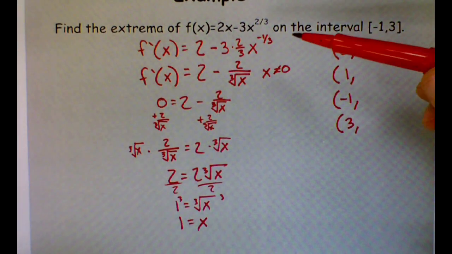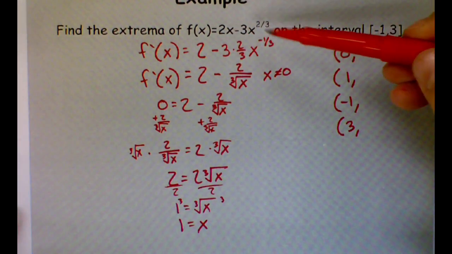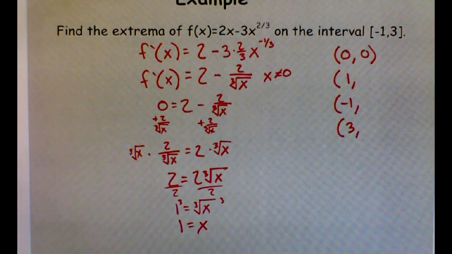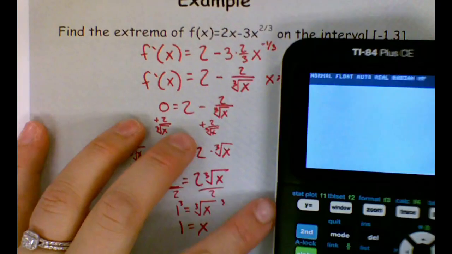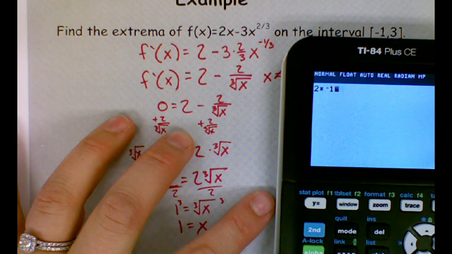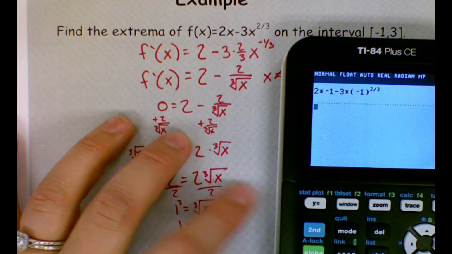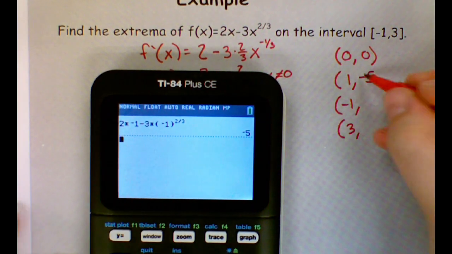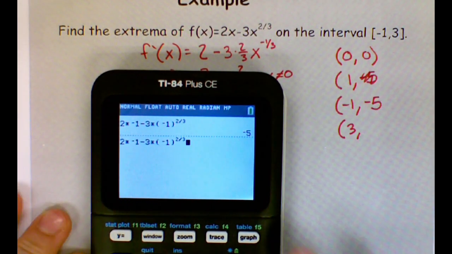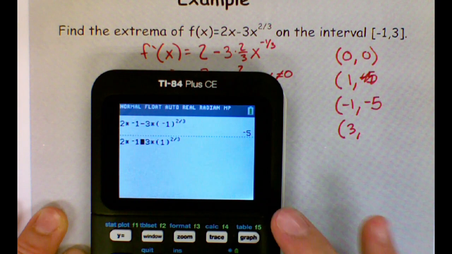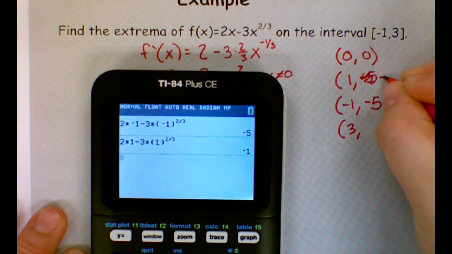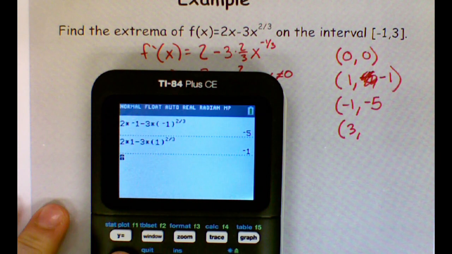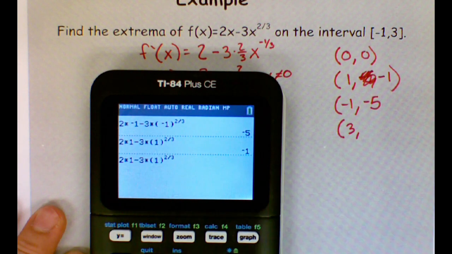Plug each value into the original function. 0 would give me a value of 0. For -1, calculator time: 2 times -1 minus 3 times -1 to the 2/3 power. Make sure you put that -1 in parentheses when you raise it to a power. But we get -5. Whoopsie, I skipped one. How about +1? I'll just delete the negatives on here. I get -1. There we go. And then I need 3, so I'm just going to retype that with a 3.